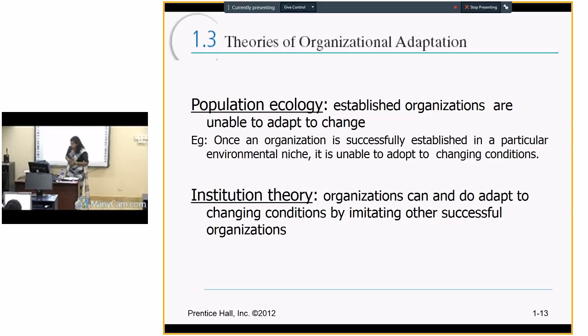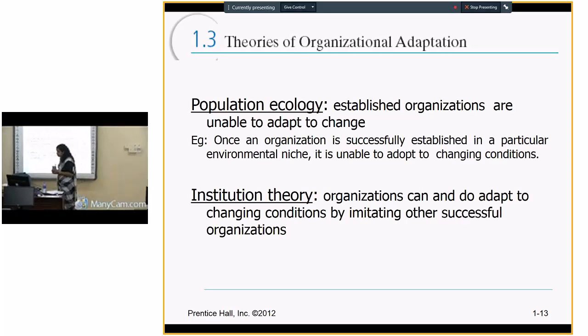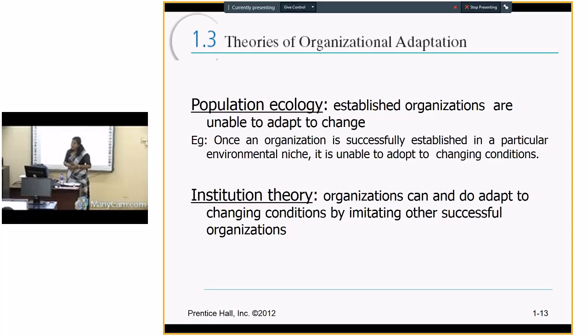Then the next one, the institutional theory. That means organizations can and do adapt to changing conditions by imitating other successful organizations. For example, if we know that we might not be able to go with the adaptation, we look at what our competitors and other successful businesses are doing. And we tend to imitate their processes, the way they are conducting their businesses. Then with the imitation, we might be able to go in line with the environmental changes. It is easy for us to adapt to the environment.